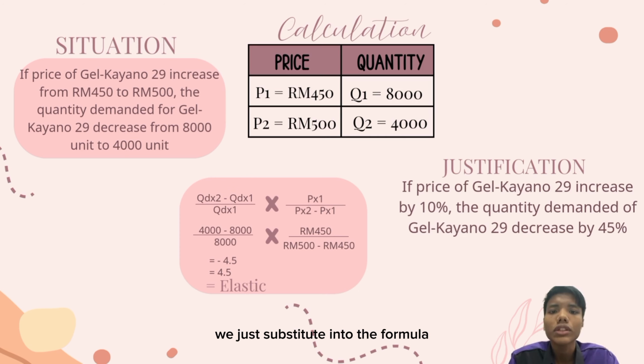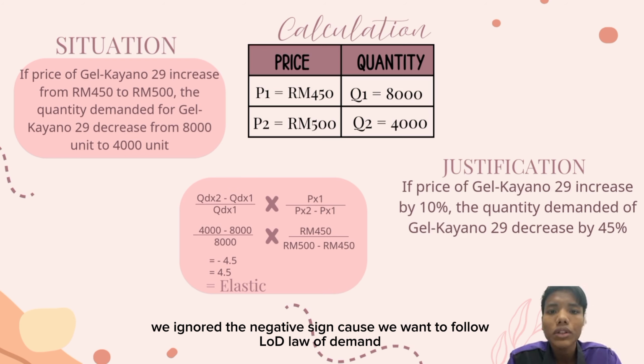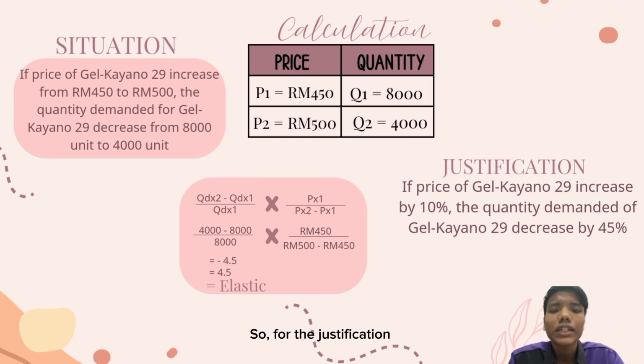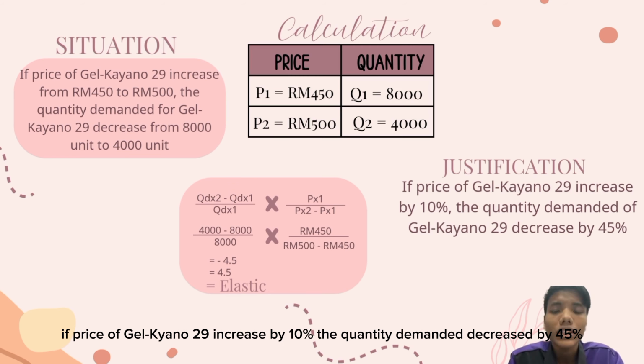We just substitute into the formula and then 4,000 minus 8,000 divided by 8,000 multiplied by 500 divided by 450 minus 500. So the total is negative 4.5. We're gonna ignore the negative sign because we want to follow law of demand. So we get 4.5. So the degree of price of demand is elastic. So for the justification, if price of gel Cayenne 29 increase 10%, the quantity demand decrease by 45%.